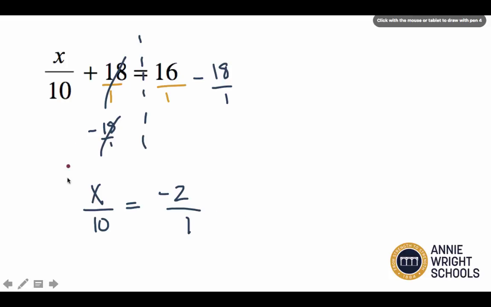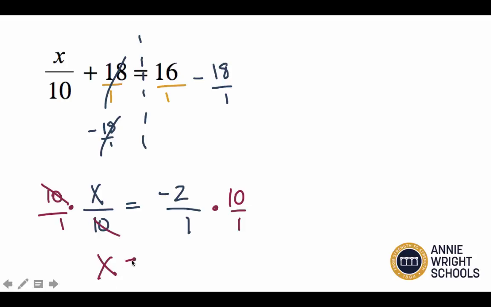Now, we're on to getting rid of division. I'm going to multiply by 10 over 1 to both sides, and I'm going to get these 10s to cancel. I get x over 1, which is just x. Over here, I get negative 2 times 10, which is negative 20, divided by 1 times 1, which is 1, and negative 20 over 1 is negative 20.